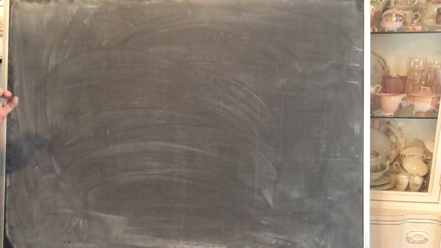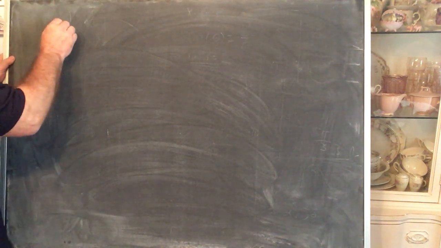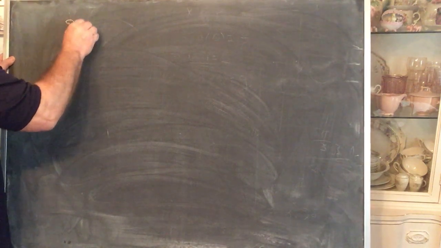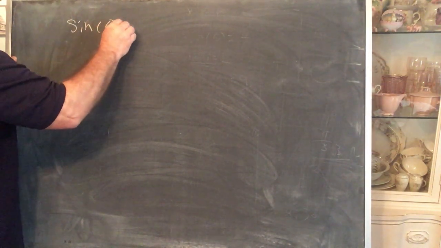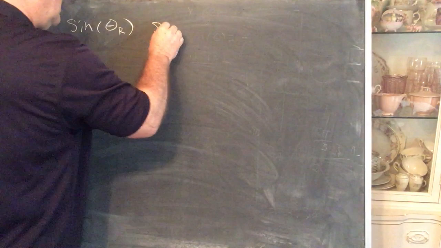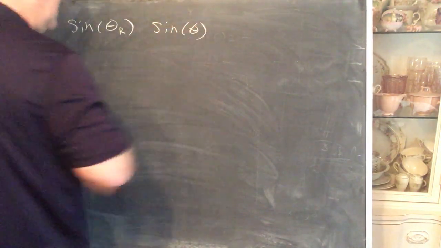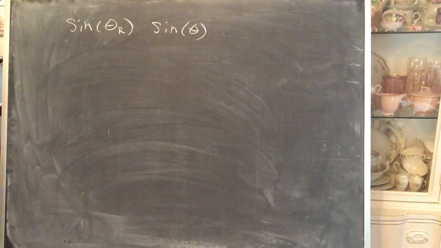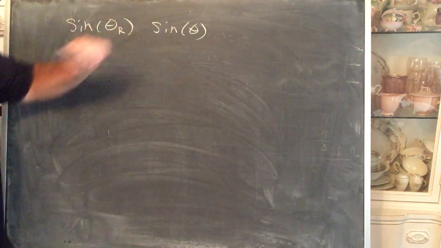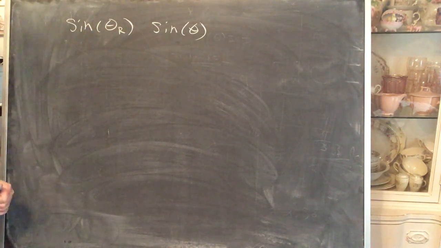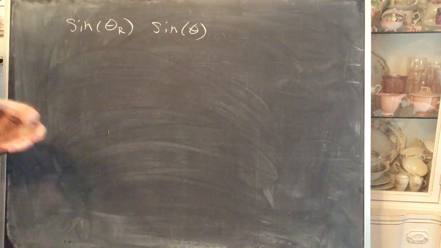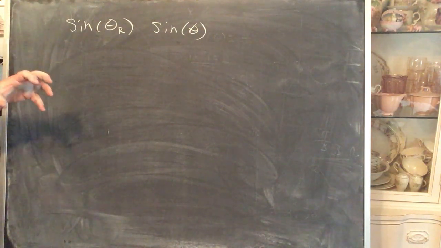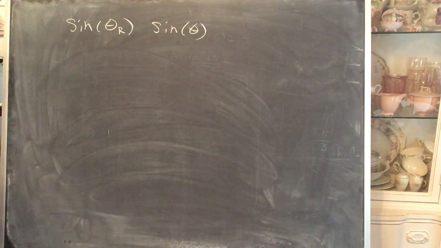All right, the next piece of the puzzle is this. Sine of theta reference and sine of theta, except for the signum, the positiveness or negativeness, are equal. If sine of theta is 1/2, then sine of theta reference is 1/2. The only possible difference would be the signum, that is to say the positiveness or negativeness.